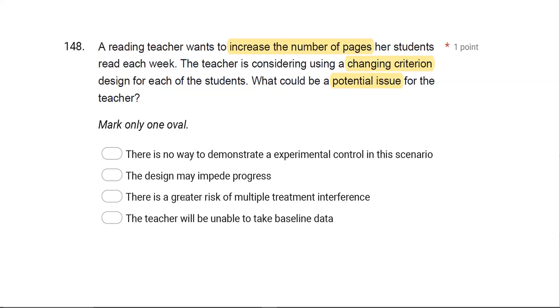C, there is a greater risk of multiple treatment interference. That would be more for a multi-element design, right? An alternating treatment design. And then D, the teacher will be unable to take baseline data. No, she can still take baseline. There's nothing wrong with baseline and changing criterion. The main issue might be that the design may impede progress. If you set the number of pages too low and the kid is trying to advance quicker, then that kind of breaks the whole system.